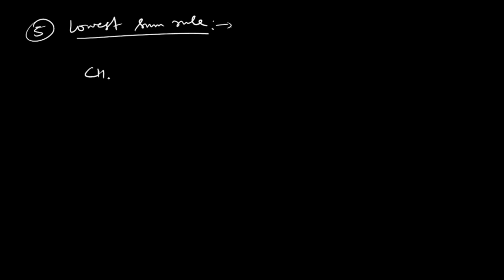What about the fifth rule? The fifth rule says the lowest sum rule. So what is the lowest sum rule? We'll take an example and we'll see. We'll sum all the branch positions, and then we'll see where the lowest number is coming. Through that way, we'll give the numbering, correct?